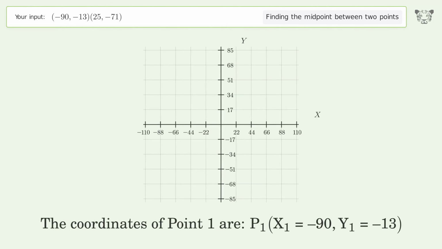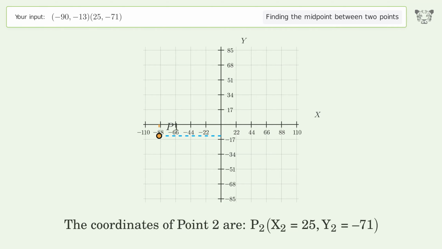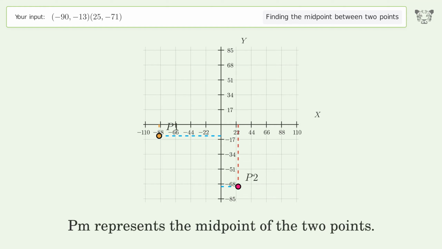The coordinates of point 1 are, x1 equals -90, y1 equals -13. The coordinates of point 2 are, x2 equals 25, y2 equals -71. PM represents the midpoint of the 2 points.